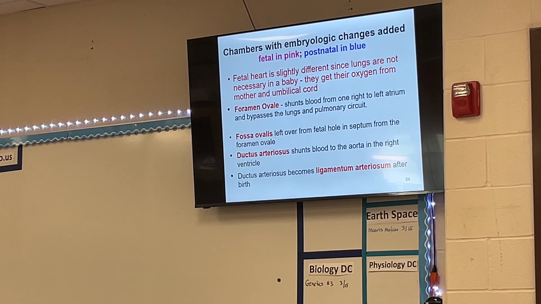There's also something called the ductus arteriosus, which shunts blood between the aorta and the right ventricle. This is another thing that fetuses have. It's like a little shunt, and we'll look at a picture of this in a moment, that kind of moves the blood in the aorta to the right ventricle, again as a way to bypass the lungs. It becomes a ligament later on after birth.